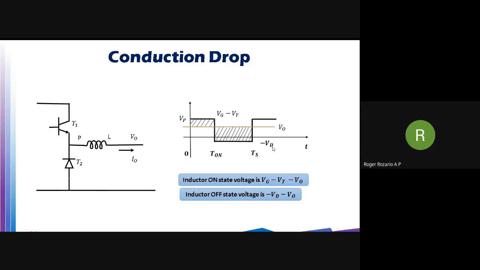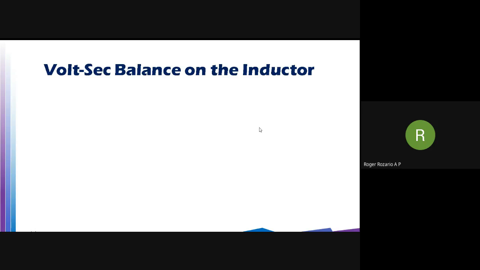So the inductor on-state voltage is Vg minus Vt minus V0. That is the area of this shaded region. Vg minus Vt minus V0 is the inductor voltage during the on period, and during the off period between T on and Ts, the voltage is minus Vd minus V0. Using this principle, volt-second balance of an inductor, where the average voltage across one cycle in an inductor is 0, we will evaluate the forward voltage conversion ratio.